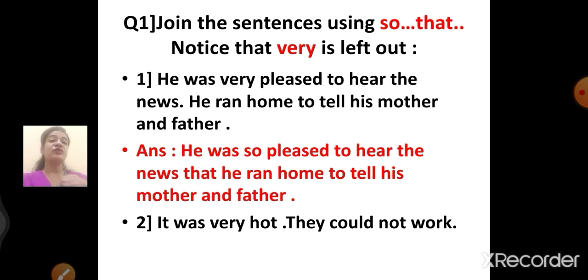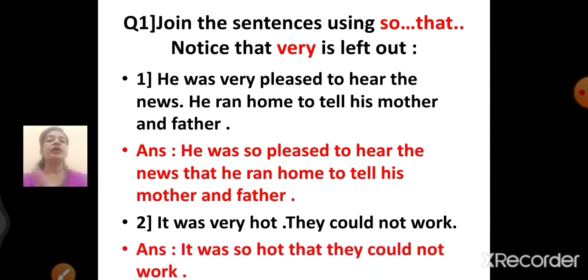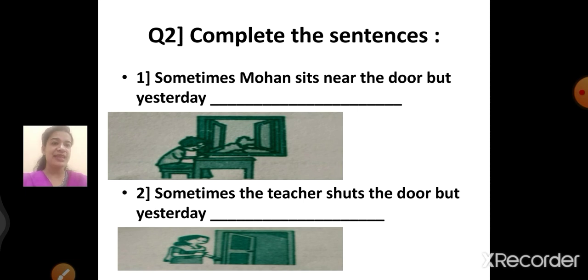Now see the second one. It was very hot. They could not work. It was so hot that they could not work. Jump on the second exercise. Complete the sentences. Sometimes Mohan sits near the door, but yesterday. Now in the picture you can see he is sitting near the window. So what are you going to write? Yesterday what happened? He did not sit near the door, not window.